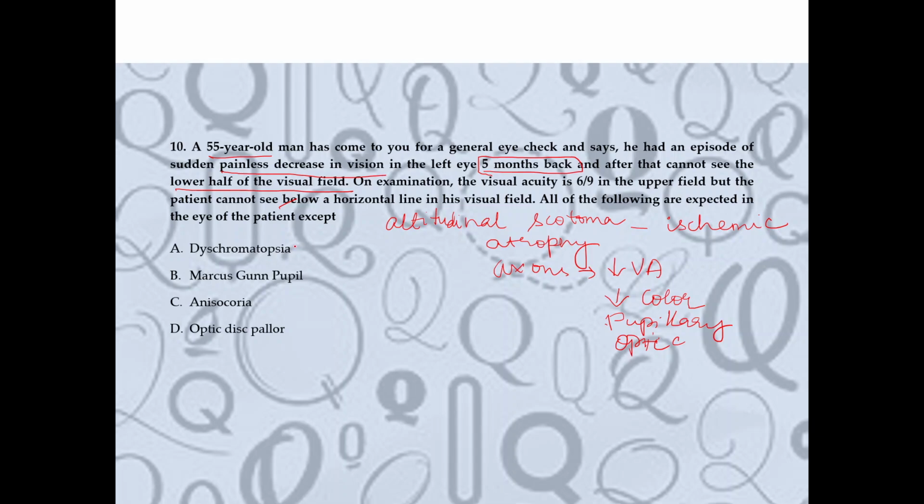So all of the following are expected except, so is it dyschromatopsia? Yes, we do expect dyschromatopsia. Then Marcus Gunn pupil, yes, we do expect Marcus Gunn pupil. Anisocoria, like I said, is expected only in efferent pupillary defects, not afferent. And optic disc pallor is obviously expected. So the answer here is anisocoria. Anisocoria is a pathognomonic sign of efferent pupillary disorders.